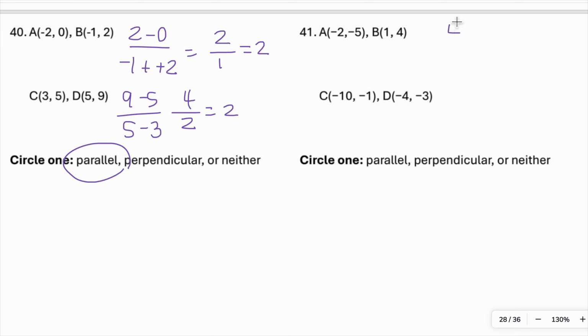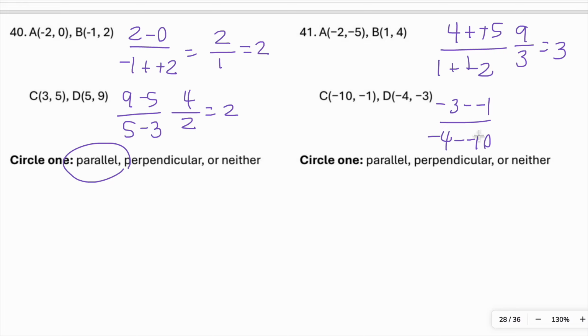And then 41, 4 minus -5 over 1 minus -2 plus positive 9 over 3, which is equal to 3. And then for C to D, -3 minus -1 over -4 minus -10 plus positive -2 over 6 or -1/3. This one is showing up perpendicular.